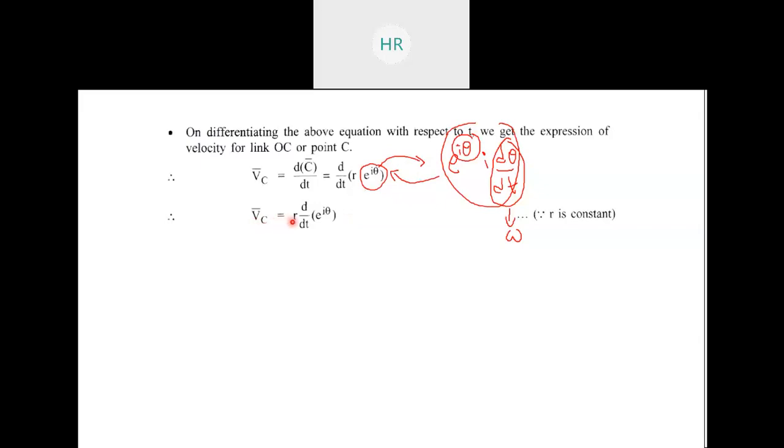So Vc is equal to R is constant d by dt of e raised to I theta. Now differentiation of e raised to I theta is R as it is, this e raised to I theta, then differentiation of I theta, I is constant, so d theta by dt. Now we know that d theta by dt, change in angle with respect to time is angular velocity. Okay. So velocity of point C is equal to R into omega into I e raised to I theta.